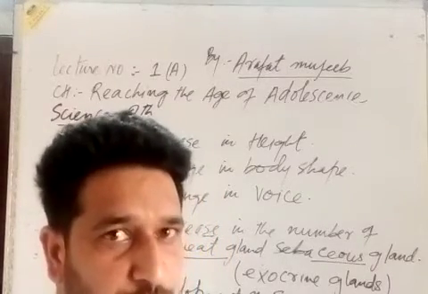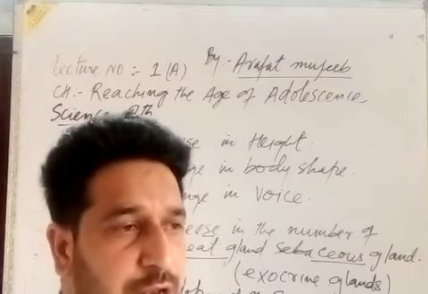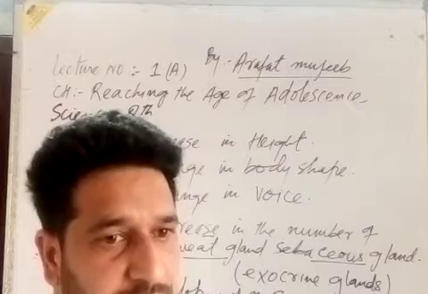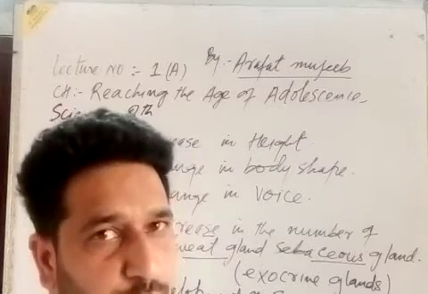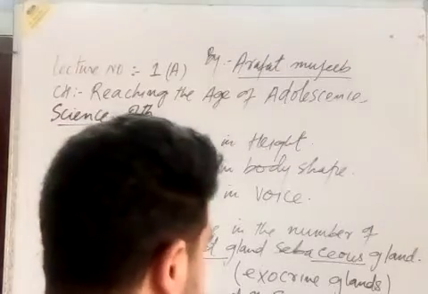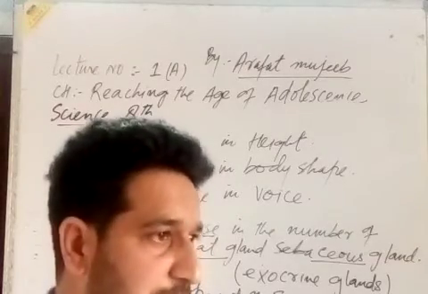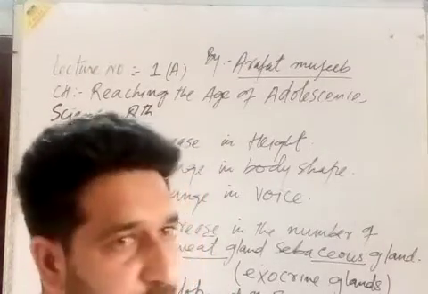In females the ovaries develop, in males the testes develop, and the genital organs grow and develop in both male and female, and the secondary sexual characters develop during the age of adolescence.